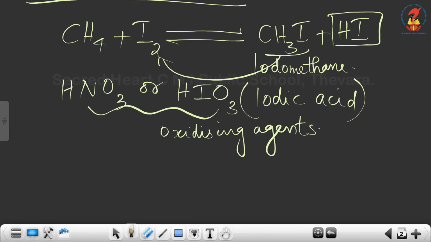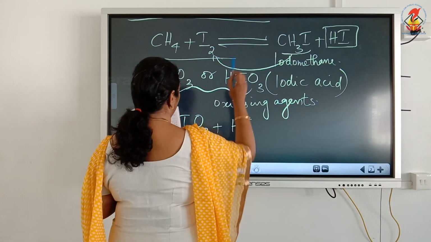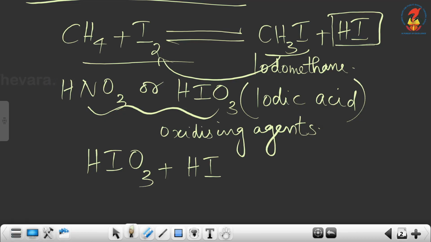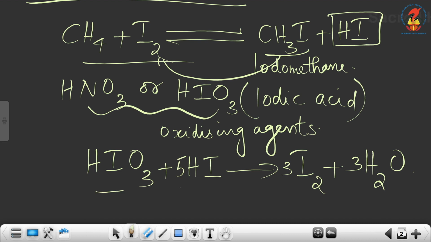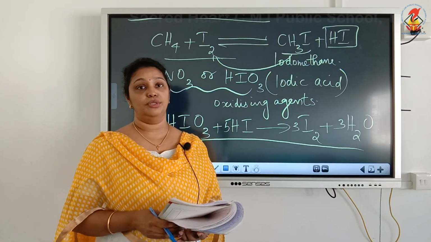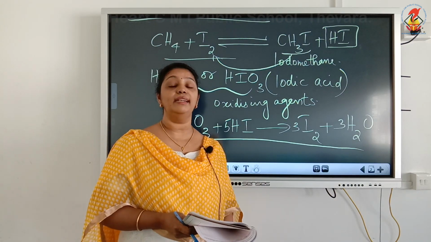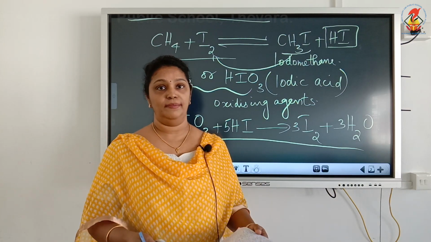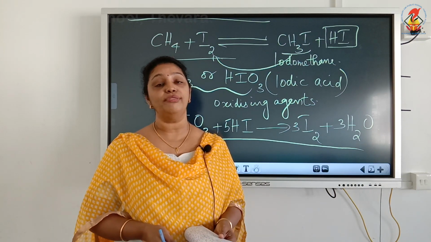I will write the equation showing how iodic acid oxidizes hydrogen iodide. If you carry out this reaction in presence of iodic acid, HIO3 will combine with HI and we get iodine. HI will get oxidized to I2 plus H2O, and when you balance the equation, it is HIO3 plus 5 HI. So in the presence of an oxidizing agent, this hydrogen iodide formed will get oxidized to iodine. So we can carry out the iodination of alkane in presence of oxidizing agents. So this is the substitution reaction of alkanes.